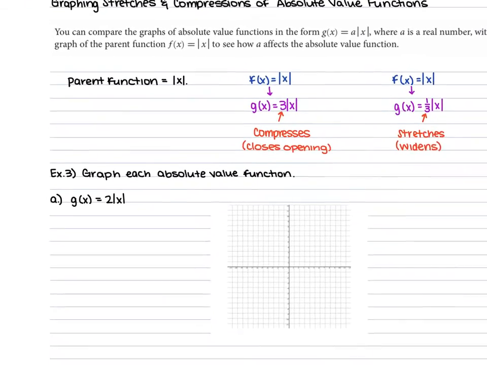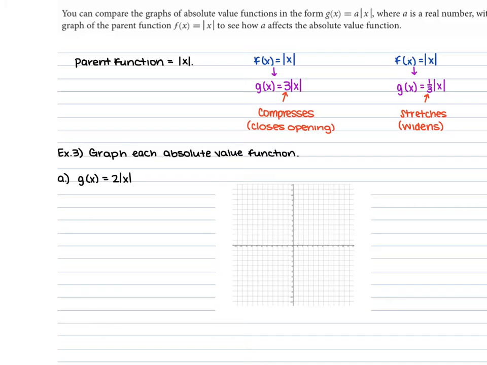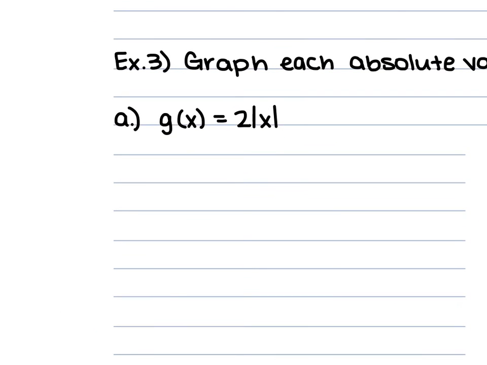When we have stretches or compressions, we are either getting larger or smaller based off of the way these lines are separated from one another. So if we look at example 3a, we have g of x is equal to 2 times the absolute value of x. So we're going to pick x values, plug them in. I'm going to use -2, -1, 0, 1, and 2. And see what these give me.